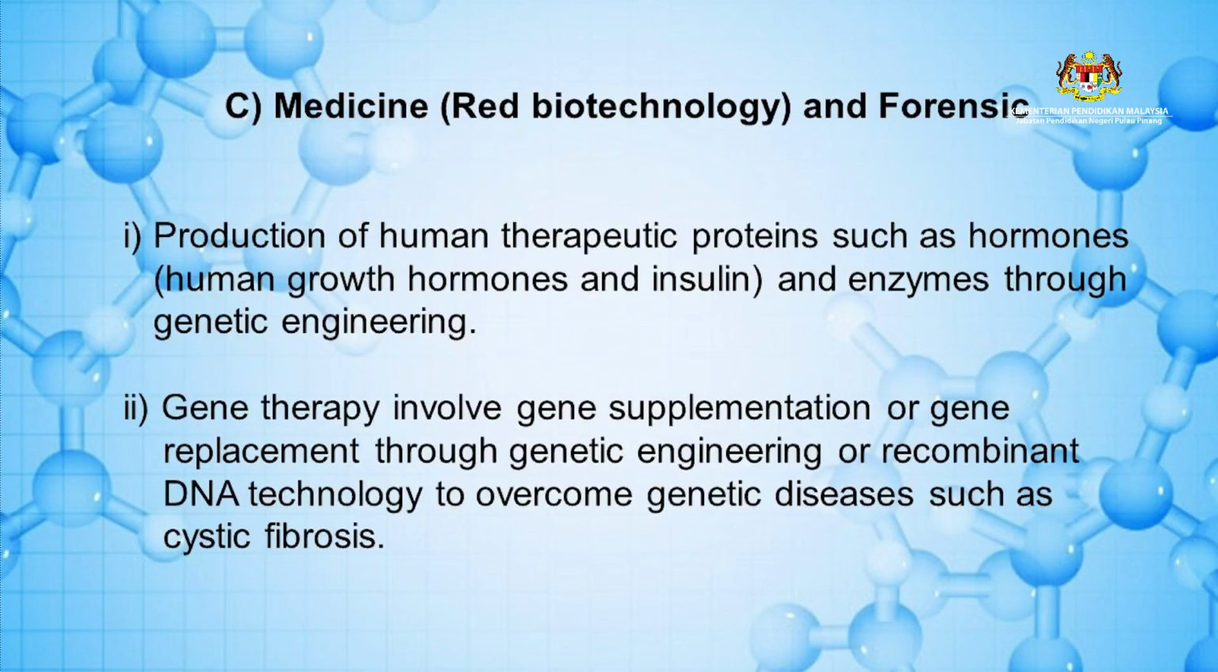The role of biotechnology in medicine, also known as red biotechnology, and forensics has gone to an advanced level, whereby the technology has accelerated within developed countries such as Japan, the US, and Europe. For example, number 1, productions of human therapeutic proteins such as human growth hormone, insulin, and enzymes through genetic engineering.